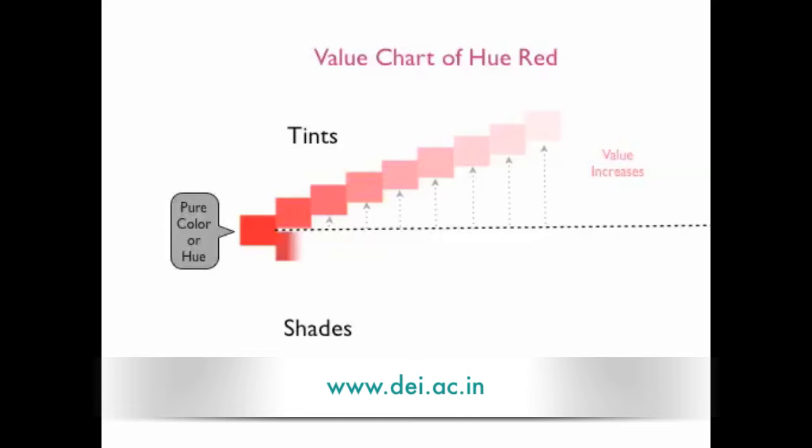Shades and tints are terms that refer to the variation of a hue. Shade is a hue produced by an addition of black. Tints are produced when white is added to a hue.